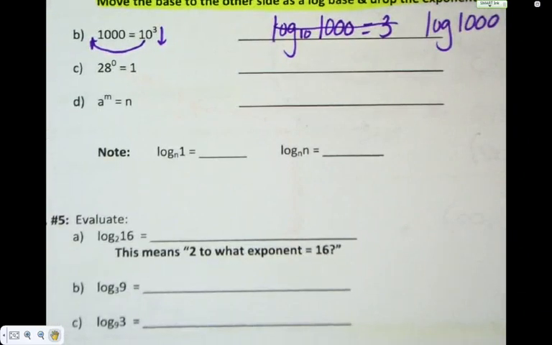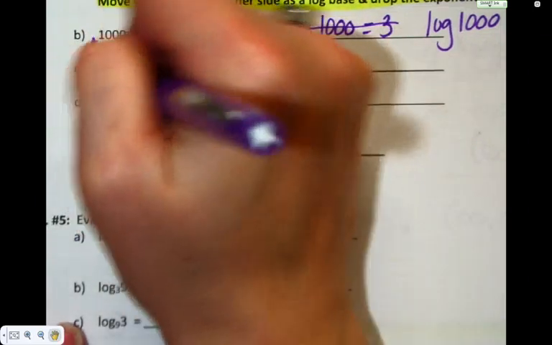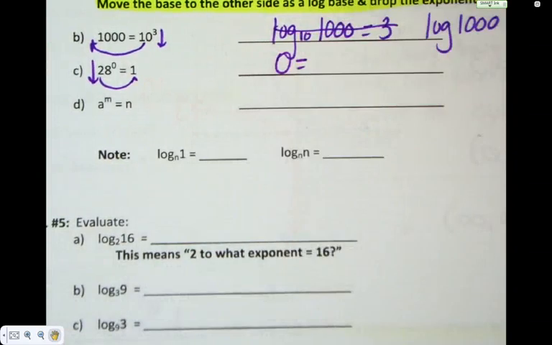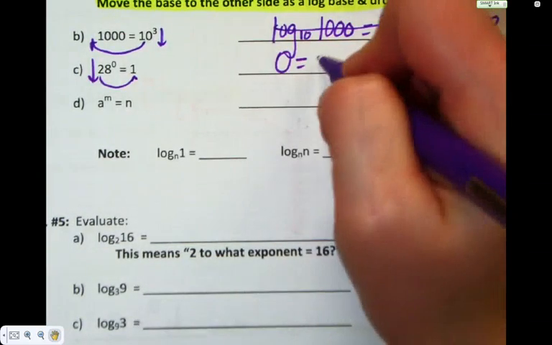28 to the 0 equals 1. What's going to move to the other side? 28. What's going to drop down? What's going to stay in its own spot? Write this in log notation.